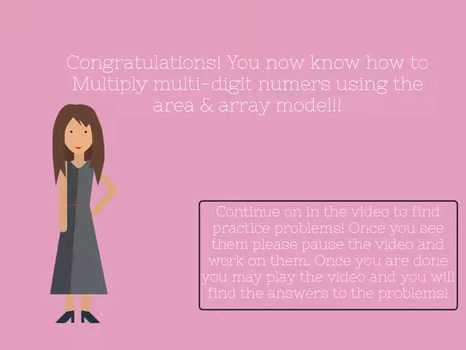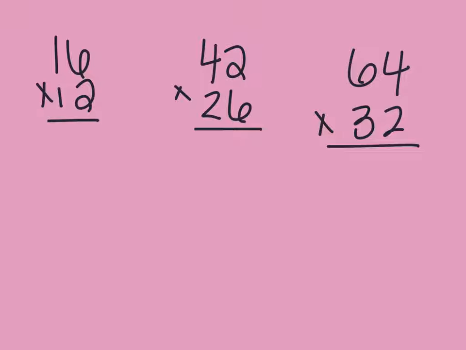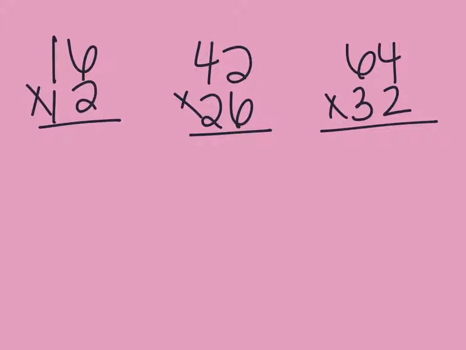You now know how to multiply multi-digit numbers using the area and the array model. Continue in the video to find practice problems. Once you see them, please pause the video and work on them. Once you are done, you may play the video and you will find the answers to the problems. I will quickly show you how to do each problem.